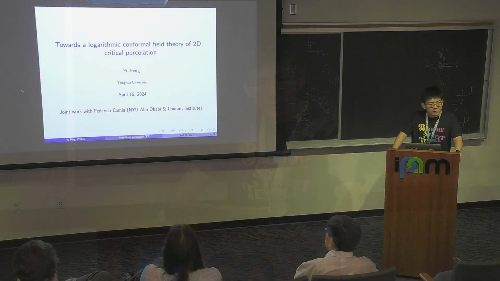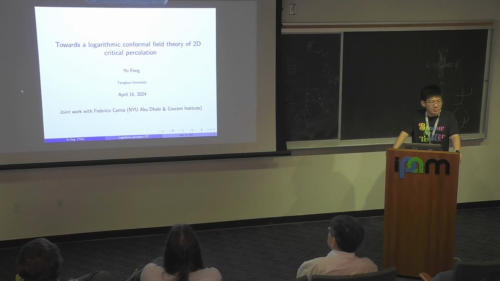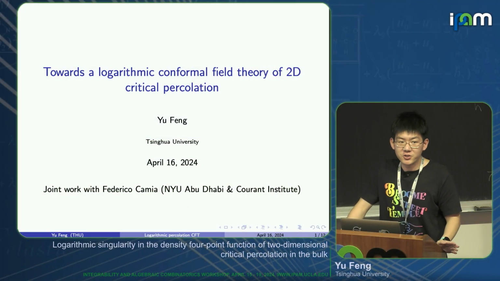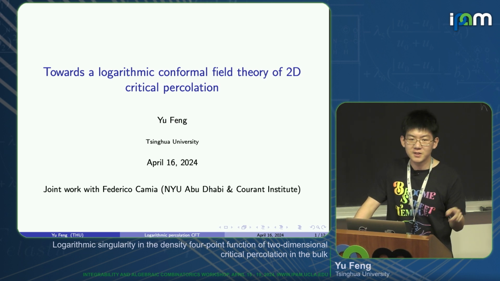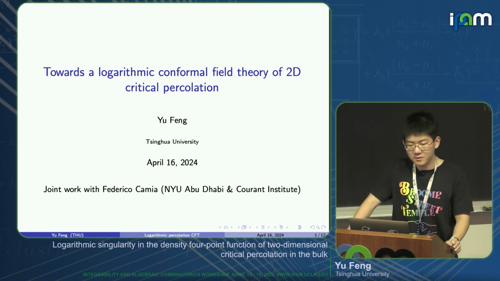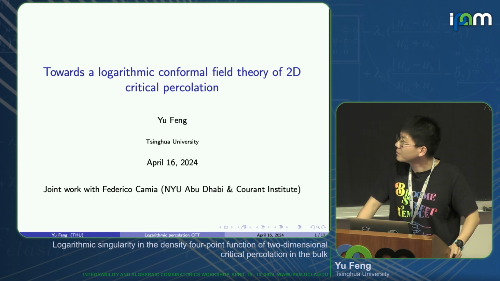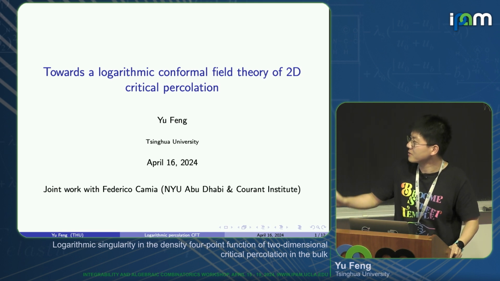So I will talk about a kind of percolation observable, which could be interpreted as a correlation function of some primary field in the percolation conformal field theory. And moreover, I will show that there exists logarithmic divergence in this observable. So in some sense, this confirms the belief that percolation CFT should be logarithmic. And this is based on a joint work with Federico Camia from New York University, Abu Dhabi, and the Korea Institute.